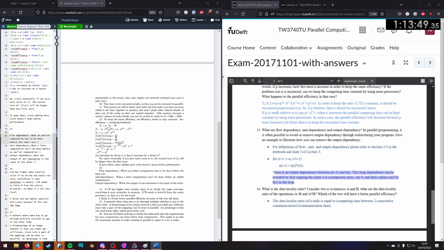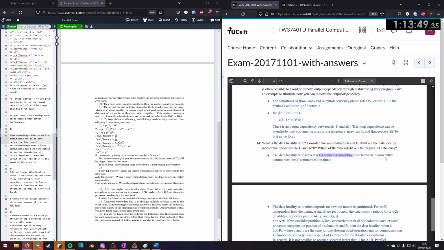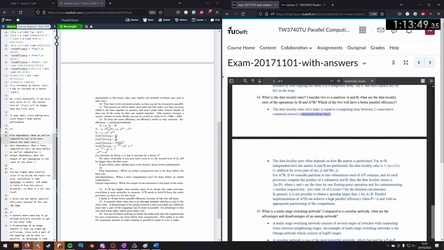14. What's the data locality? Okay, equal to computing time between two consecutive communications over communication time. No idea. Let each processor produce and look at it. I really feel this is not in any of the slides. I'm just going to say this is not talked about in the slides.